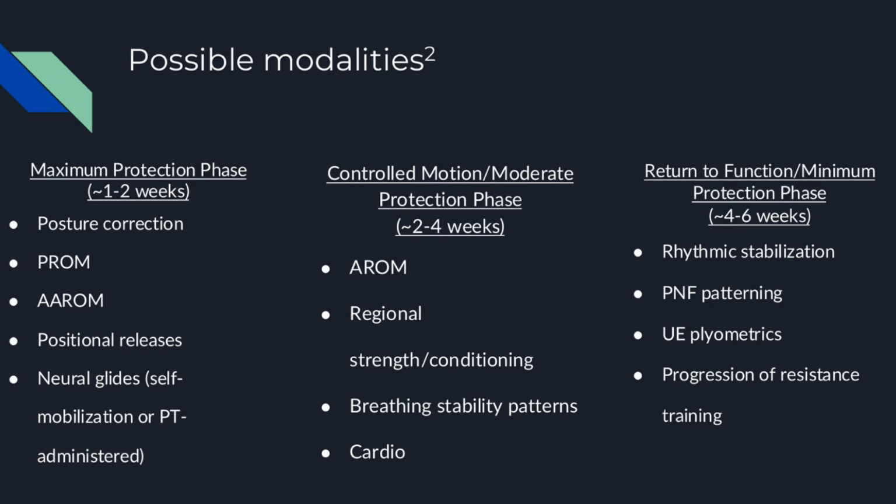And then the return to function phase, starting to do some rhythmic stabilization, some PNF patterning to strengthen the muscles around that region. Doing some upper extremity plyometrics if they're capable of doing so. And then progression of their resistance training that we started in the moderate protection phase to strengthen the scapulothoracic muscles and the muscles in that region.